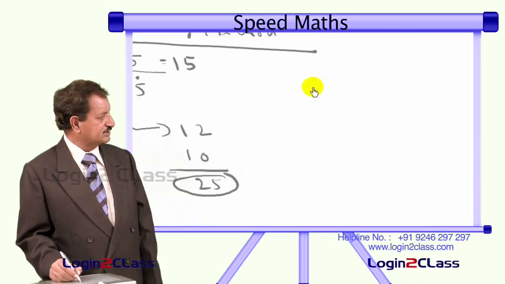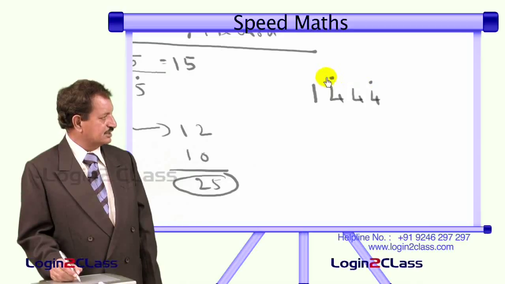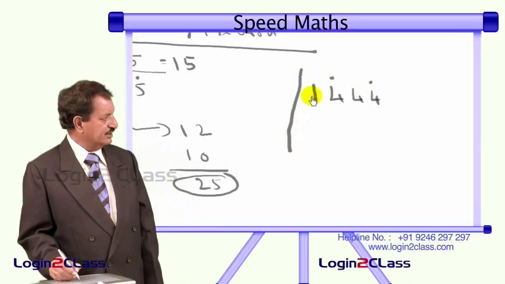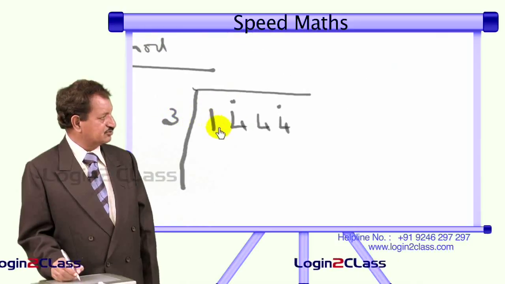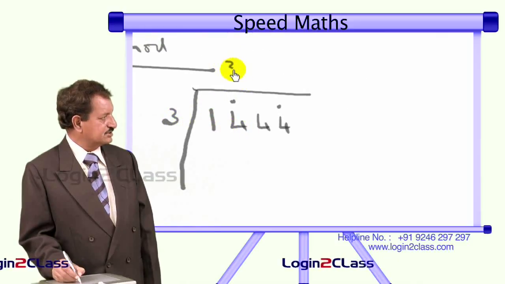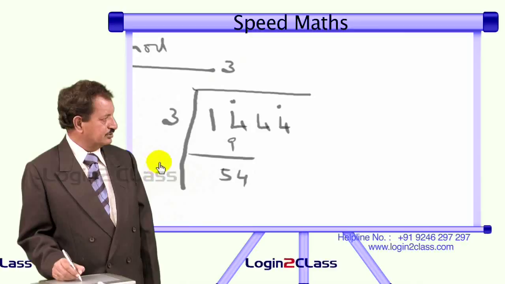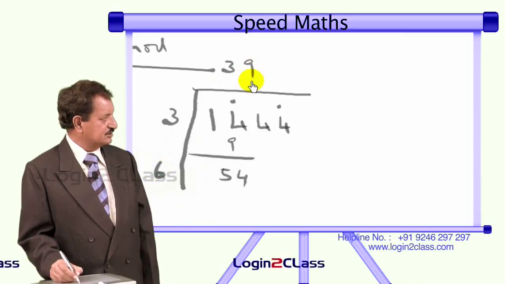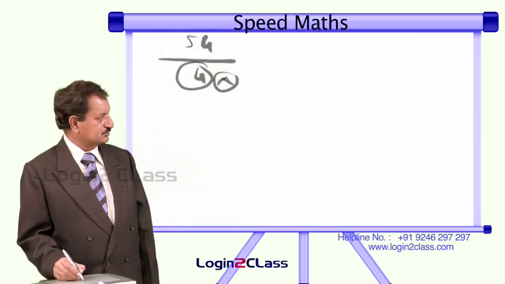I will tell you one more example. 1 4 4 4. What you have to do? Here is a dot, here is a dot, and you have to find the square root. See, here what to do? You have to find nearest square of 14 now. 3 3s 9. 14 minus 9 5. This is 4 and 3 into 2 6. 6 9s 54 and the remainder is 4, which is wrong, isn't it?